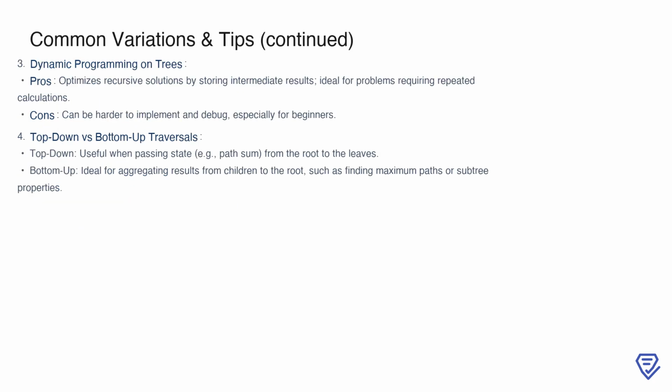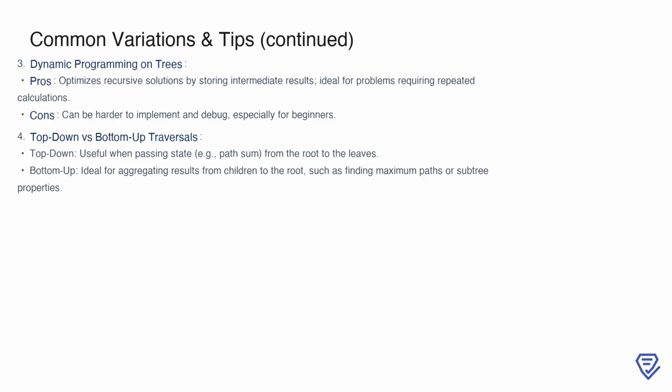Dynamic programming on trees is another powerful technique to consider. By storing intermediate results during recursion, you can optimize problems that involve repeated calculations, like finding the longest path or maximum sum. However, implementing dynamic programming on trees can be more complex and challenging to debug, especially for those new to the concept.